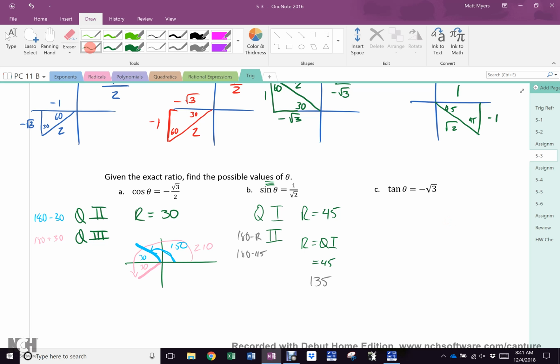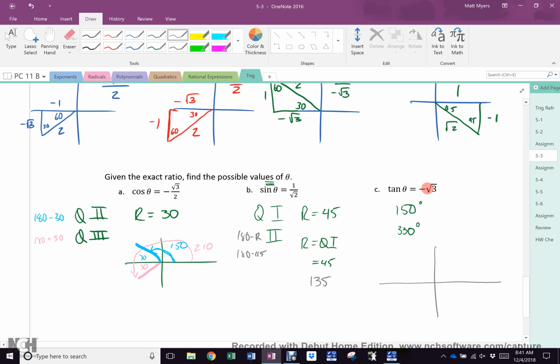Anybody got something for me? Ayaka. 150 degrees and 330. 150 and 330 is exactly right. Now, if you don't know how that happened, you need to watch very closely and listen right now. This is how it works. That's a crappy coordinate grid.